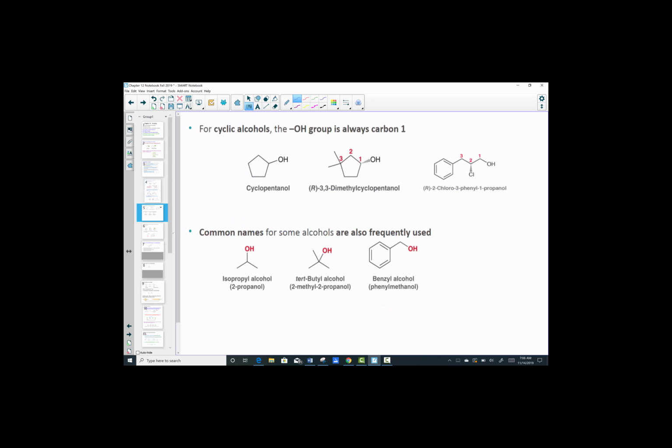For cyclic alcohols, the hydroxyl group is always carbon 1. So given the priority of carbon 1, and then of course we could number in either direction if there are no other substituents. Carbon number 1 is always assumed, so we don't need to write 1-cyclopentane-ol, that's redundant. You automatically know that the OL is at carbon 1. And even if we have other substituents, the alcohol will always be carbon 1, and then we would begin numbering to give the other substituents the lowest number possible.